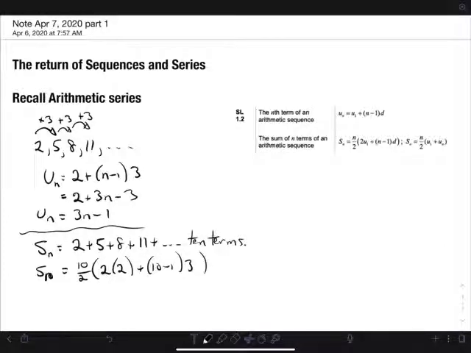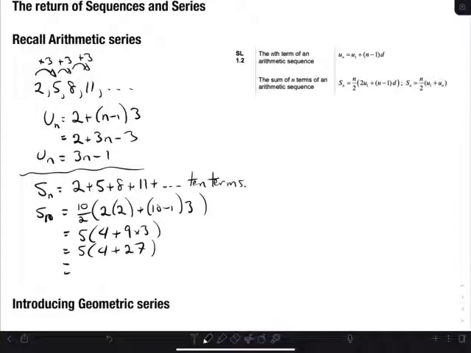Or if you wanted to, you can use the second formula. That's if you know the nth term, the 10th term in this case, and we don't. So it would come out to be 9 times 3, so that's equal to 5 times 31, which is, what is that? Someone got a calculator? 155, something like that? Let's go with that. So that's what we had done with arithmetic series. So it's when you're adding the same amount to get to the next term.